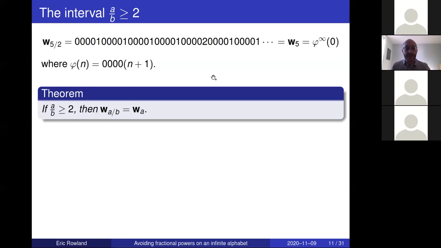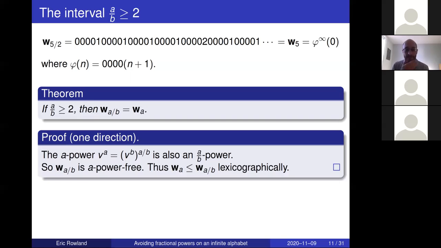And this is a general fact that if you have a rational number greater than or equal to 2, then it's a word we've already seen. W A over B is just W A. Here's a proof of one direction. The other direction is slightly more complicated, but not too much more complicated. So if we take an A power, V to the A, that's also an A over B power, because we can write it as V to the B to the A over B.